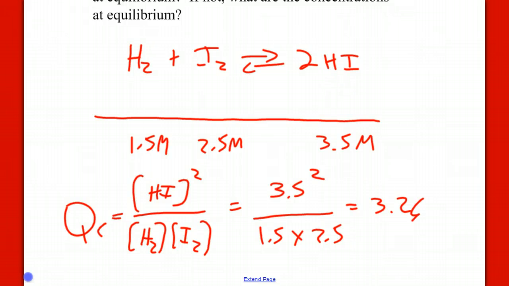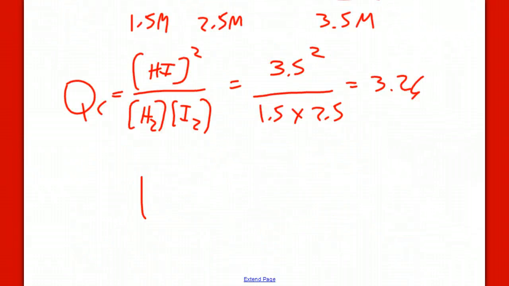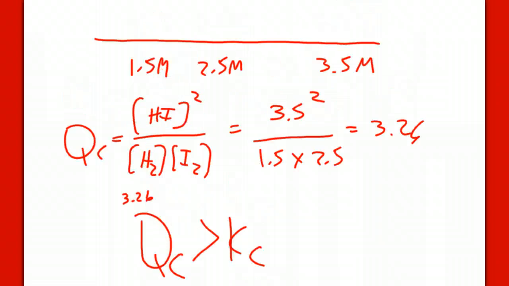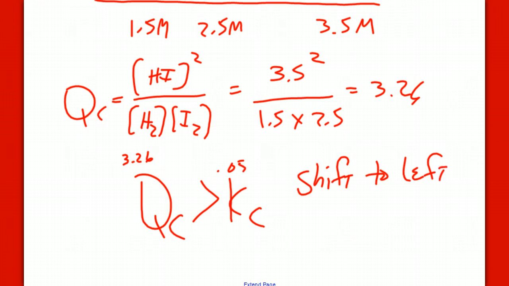Okay, so then you're going to compare that to the equilibrium constant. And Kc is 0.05. So you're going to write this. QC is greater than Kc. Because I know, and you can ask your Walmart greeter this, that 3.26 is much bigger than 0.05. That means it's going to shift to the left because we need that number to get down to where it's equal to 0.05. Those two things need to be written down.